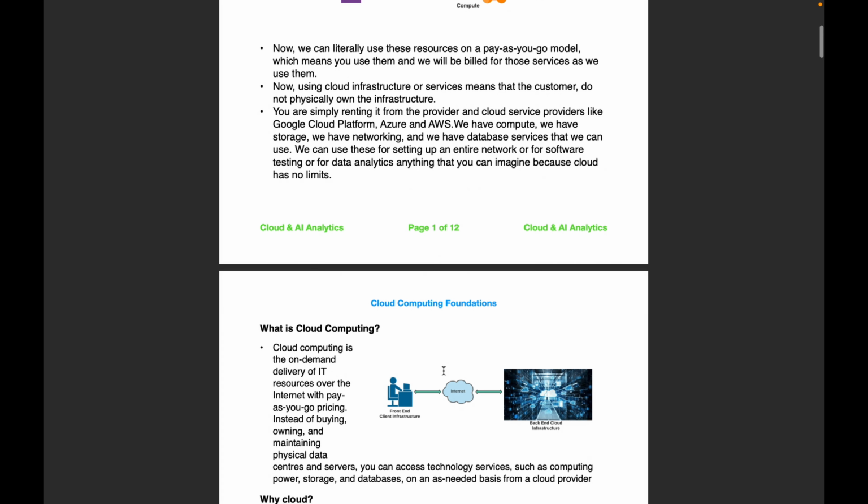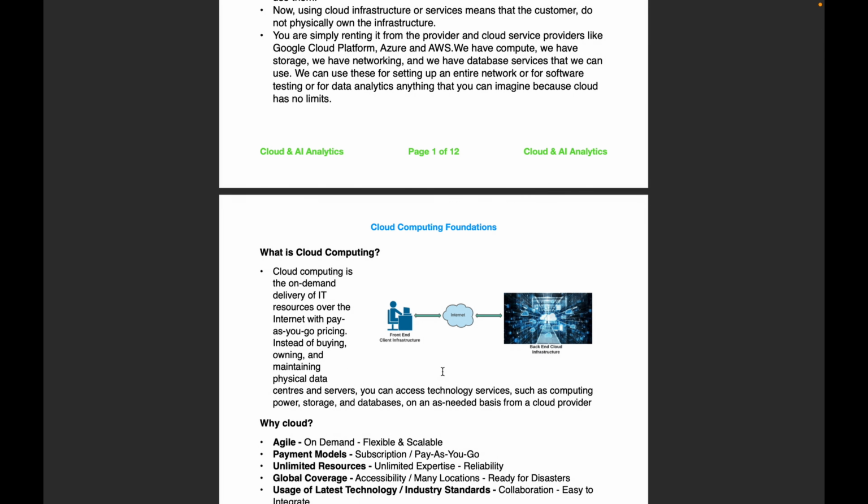So what is cloud computing? As I told you earlier, there are many different definitions out there on the internet. The one which I'm going to explain, I felt it is very appropriate. Cloud computing is the on-demand delivery of IT resources over the internet with pay-as-you-go pricing, instead of buying, owning and maintaining physical data centers and servers. And also we can have access to the latest technologies such as computing power, storage, machine learning, data analytics, on an as-needed basis from the cloud provider.